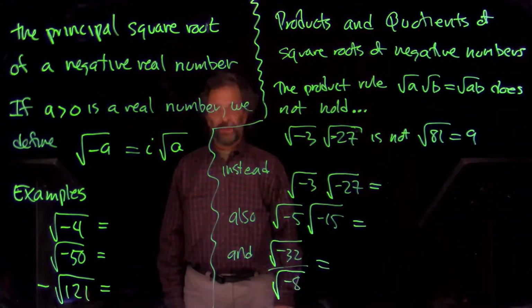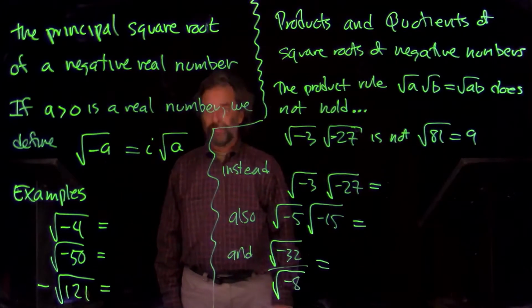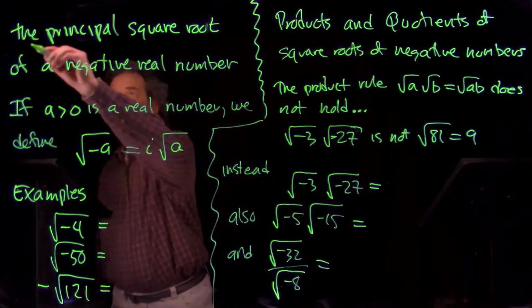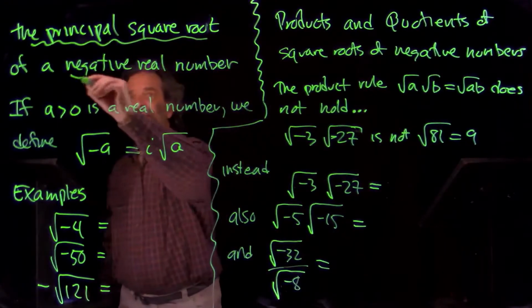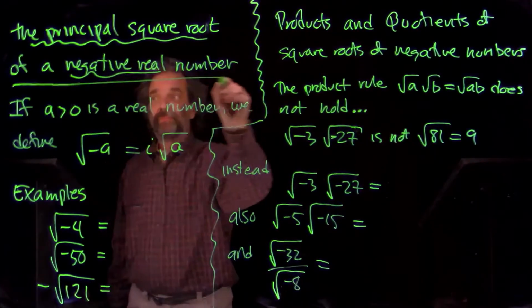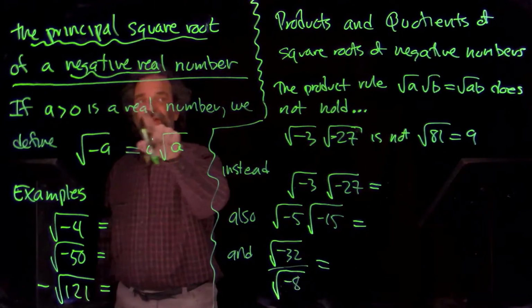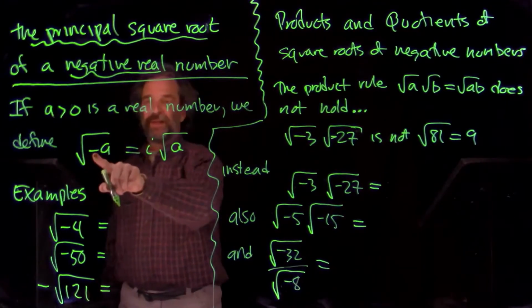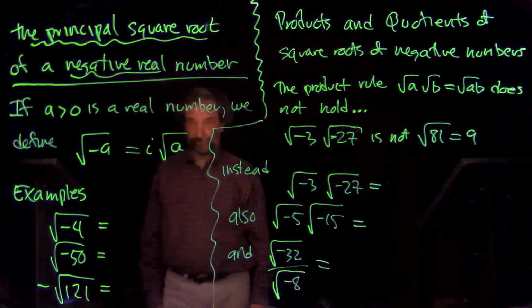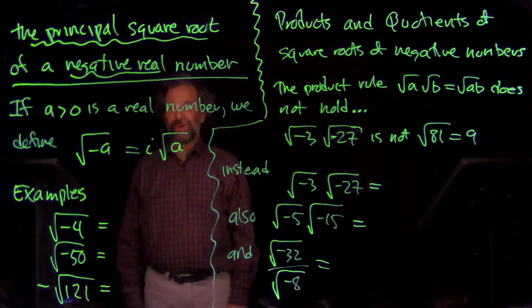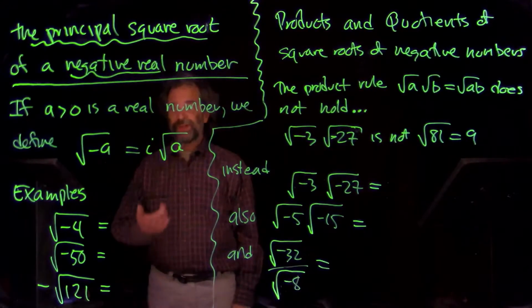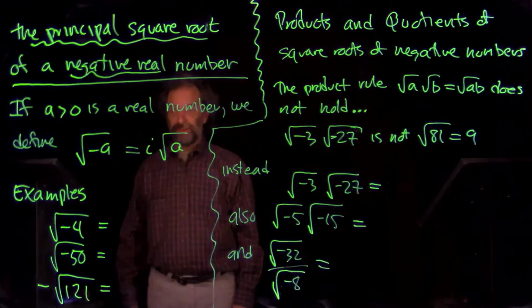Okay, we're talking about square roots of negative numbers. So let's do it here. The principal square root of a negative real number is defined right here. If a is greater than 0 is a real number, we define the square root of minus a, that makes that a negative number, to be equal to i times the square root of a. And every time we see the square root of minus something, we can think of it as i times the square root of the something, as long as the something is a positive real number.